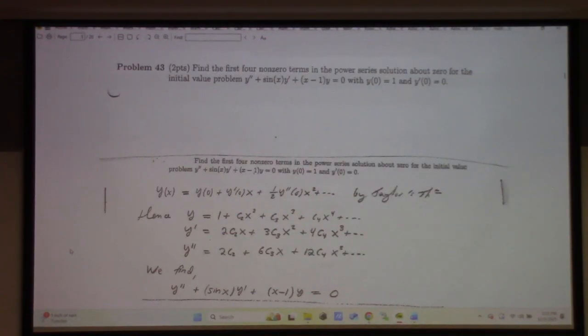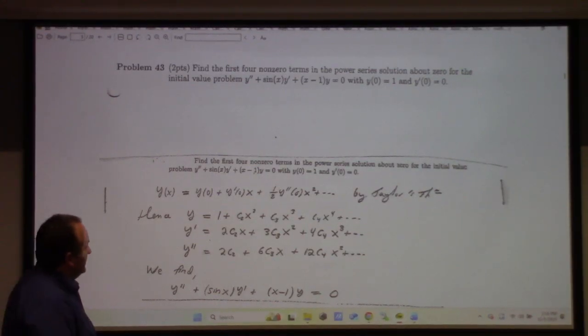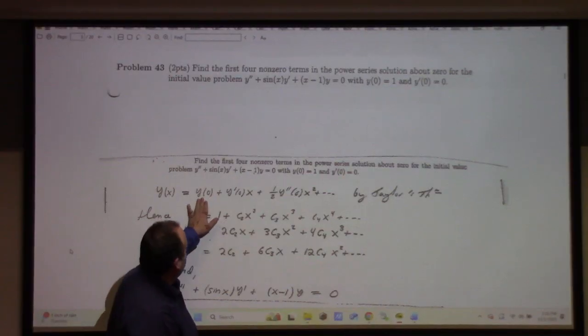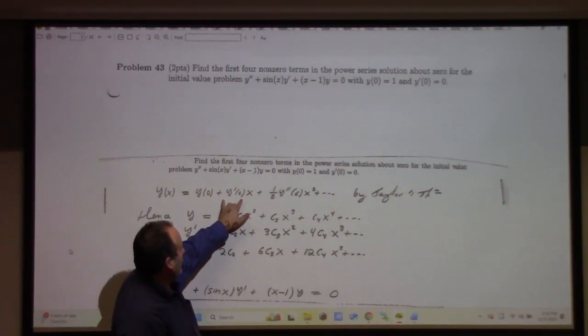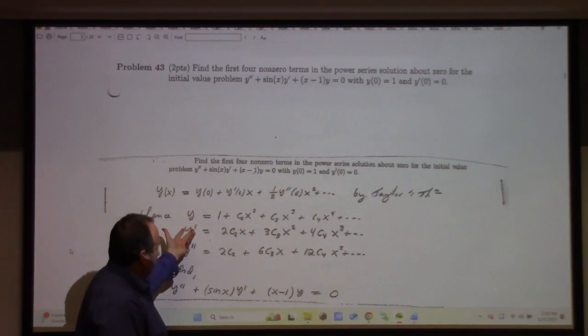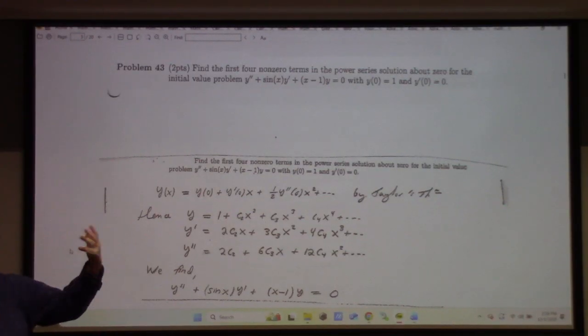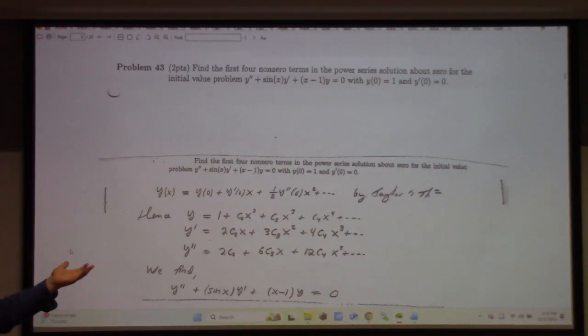I think this was your problem 2. Find the first 4 non-zero terms in the power series solution about 0 for this initial value problem. So start with Taylor's theorem, and if we're smart about it, we'll put in that y of 0 is 1 and y prime of 0 is 0. That halves our work going forward, right? Because we don't even have to worry about the linear term. It's gone.